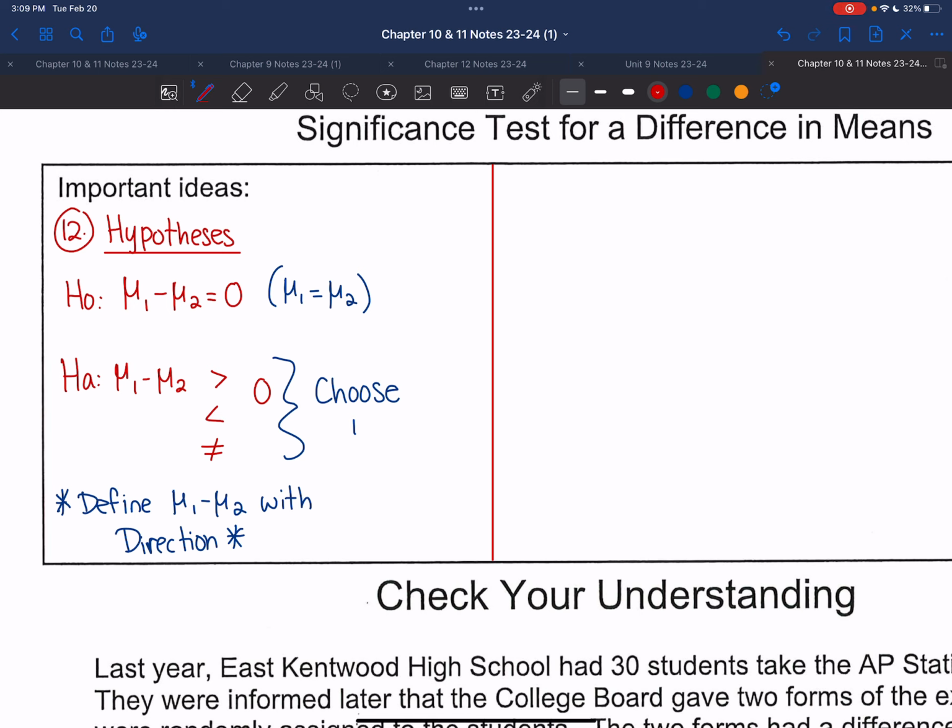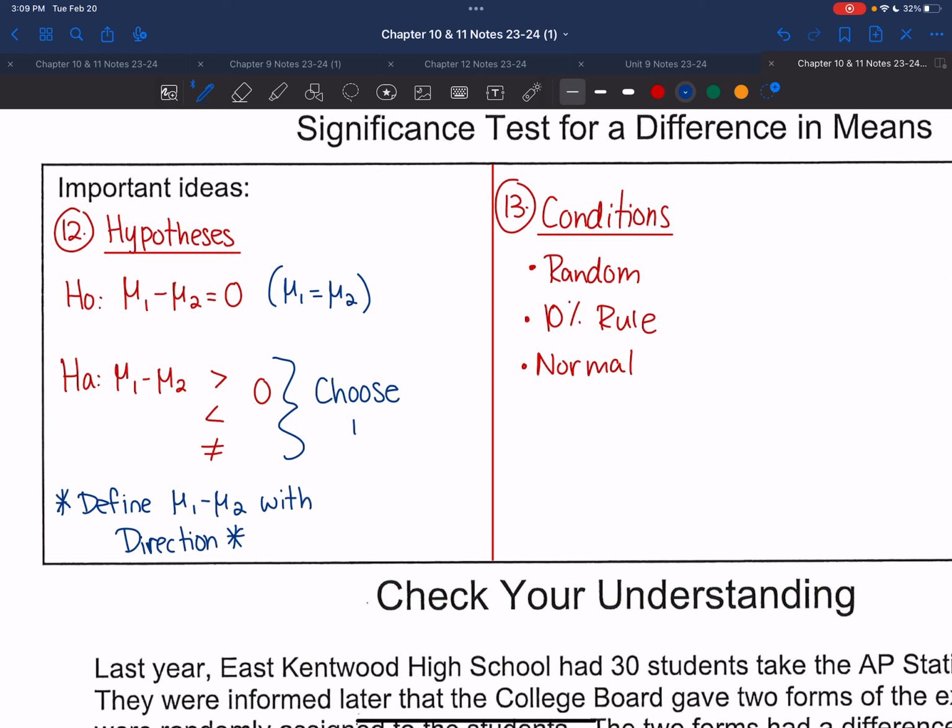And then the other thing, number 13, as always, your conditions. Just like normal, you've got to do random. You need to do the 10% rule. And you need to do normal, for both groups.